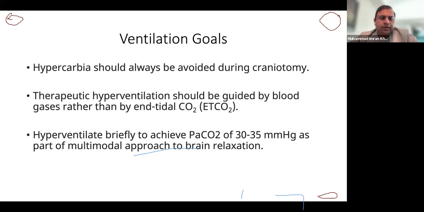In our clinical experience, the PaCO2 is commonly 8 to 10 millimeters higher than the end tidal in patients with chronic obstructive pulmonary disease. You can hyperventilate briefly to achieve a PaCO2 of 30 to 35 as part of your multimodal approach for brain relaxation.